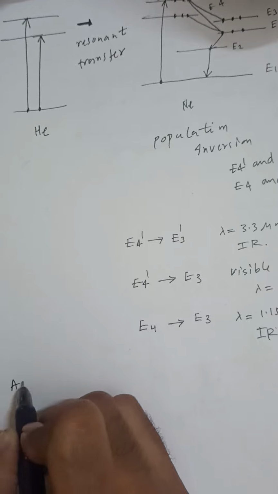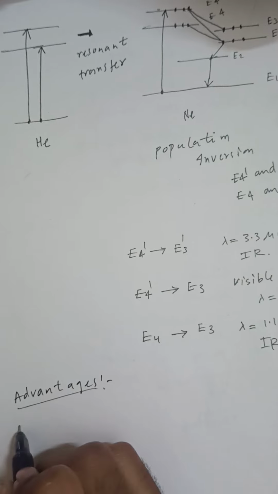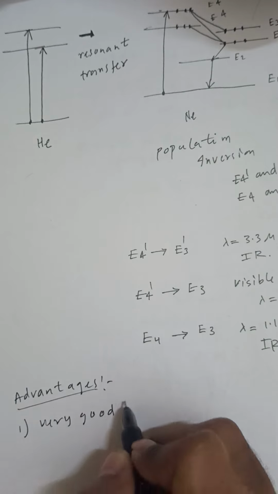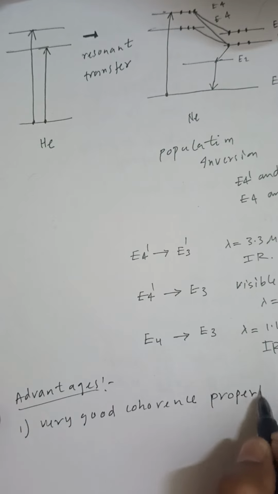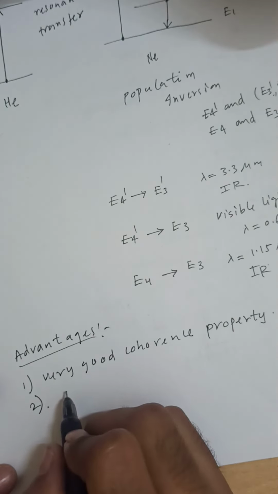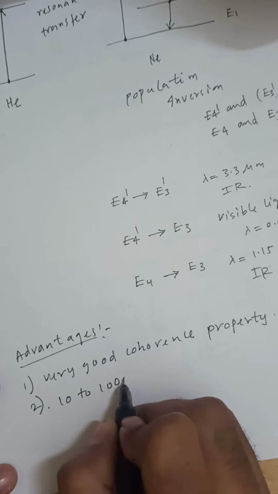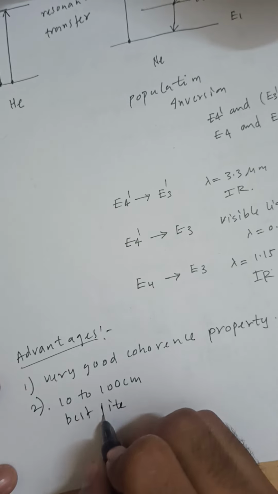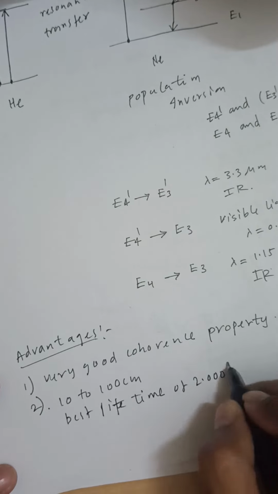Now let us talk about the advantages of helium neon laser. Firstly, they have very good coherence property. The helium neon laser tube has a very small length, approximately from 10 to 100 centimeters, and it has a long lifetime of 20,000 hours.